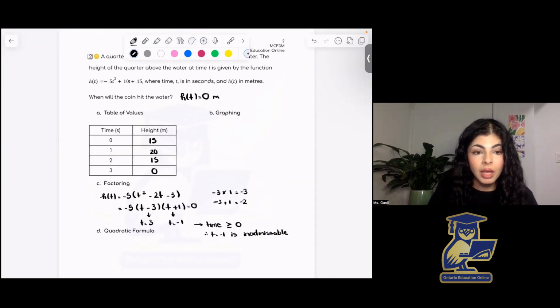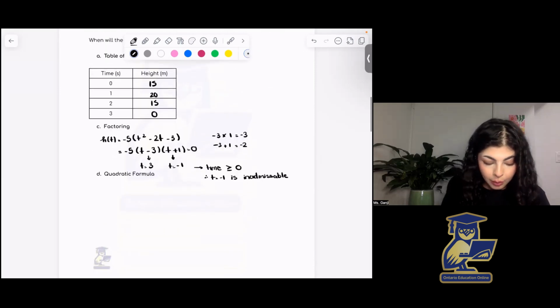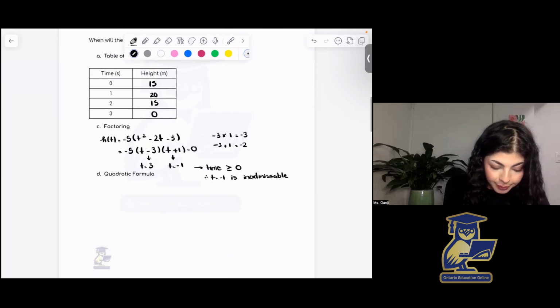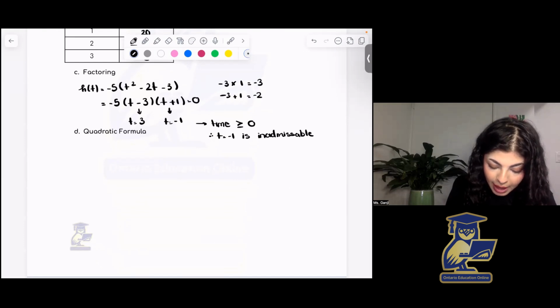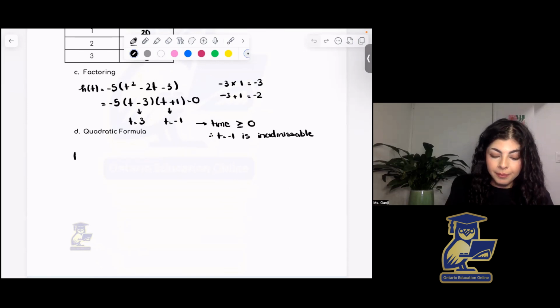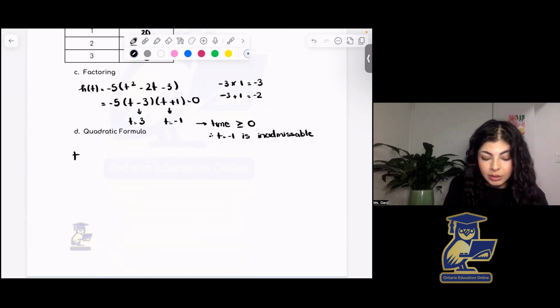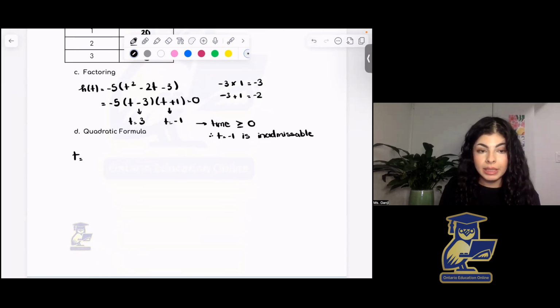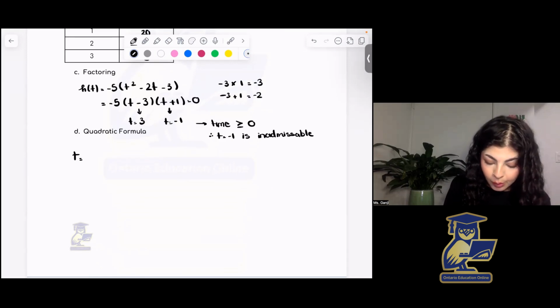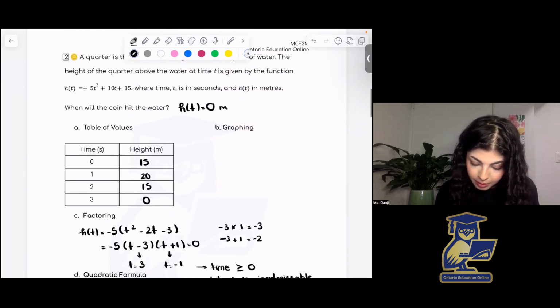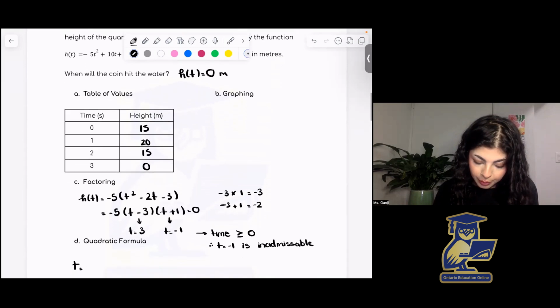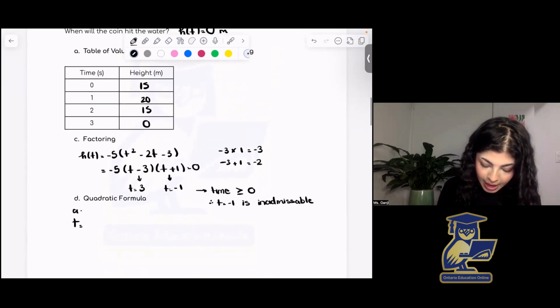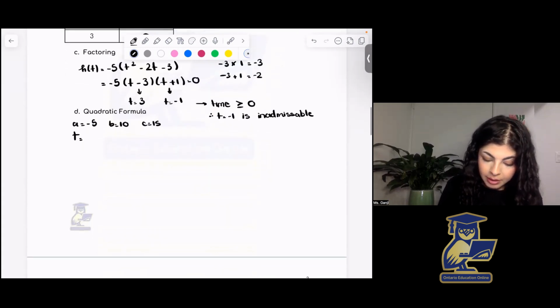So again, that's our word for when the solution does not fit in the real world situation. And finally, we're going to try the quadratic formula. So here we are going to have t. Again, the quadratic formula is used with x, but here our variable is t, so we're going to use it as t. I'm just going to rewrite. Let's just write a as -5, b is 10, and c is 15, just so I don't make any errors there.